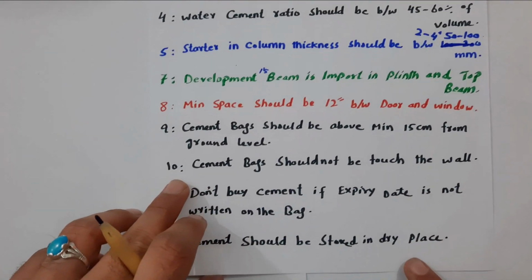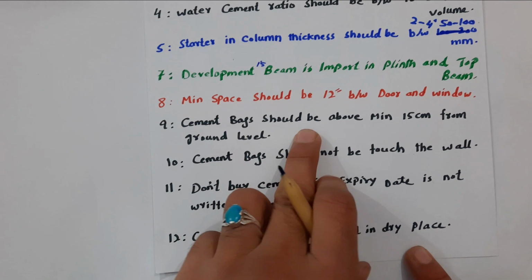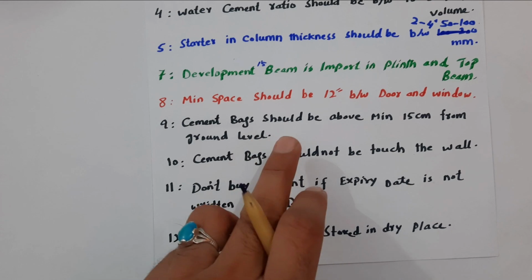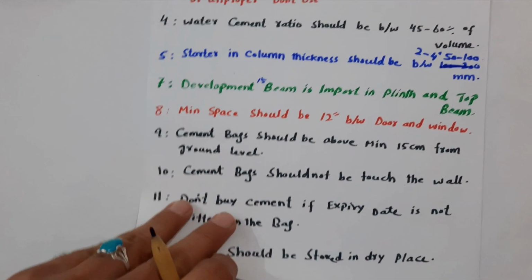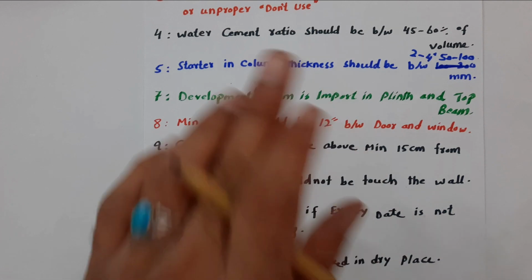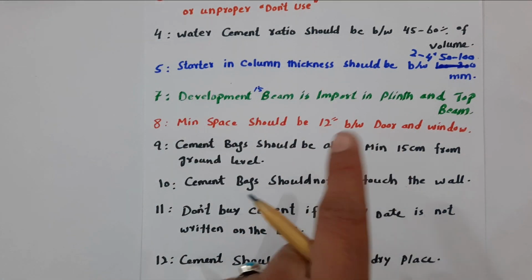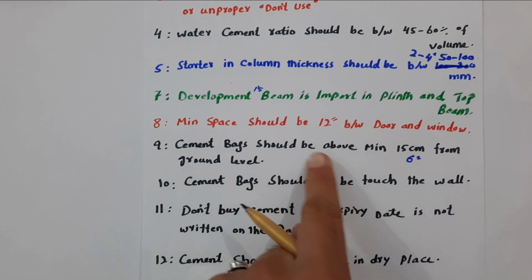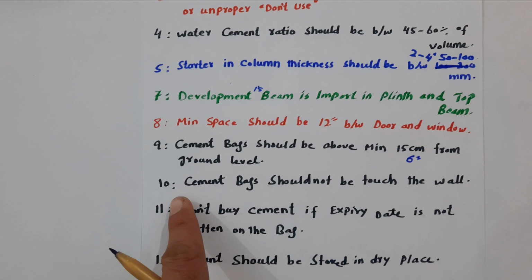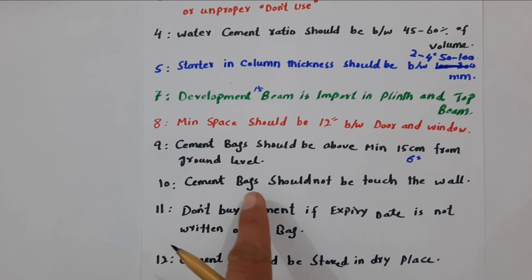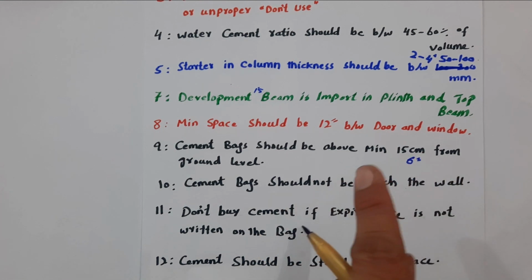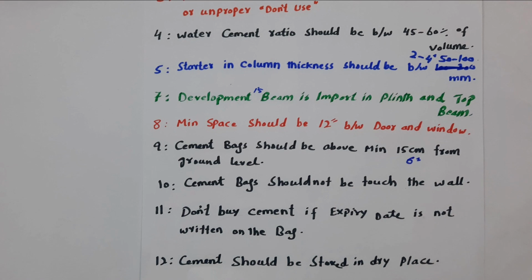And the ninth one is guys, cement bag should be above minimum 15 centimeter from the ground level. As you know, we store the cement especially on construction site, so when you want to store it, it should be above minimum 15 centimeter or 6 inches from ground level. Okay, 10th one is guys, cement bags should not touch the wall when you store them, especially in a cement store.